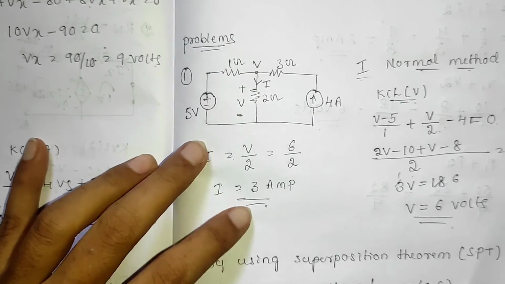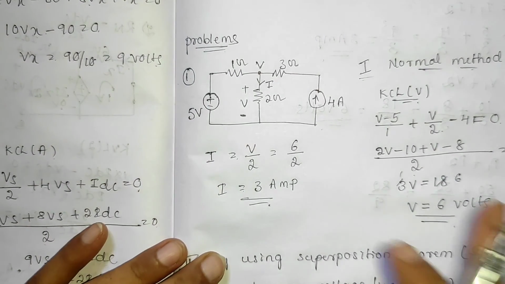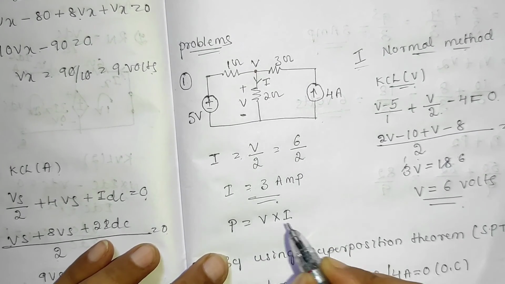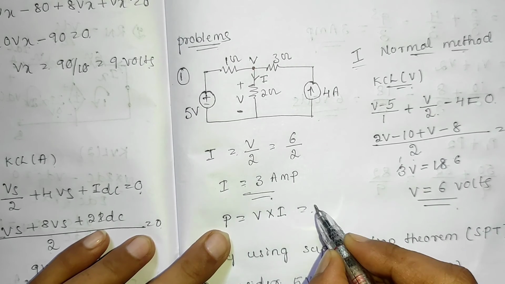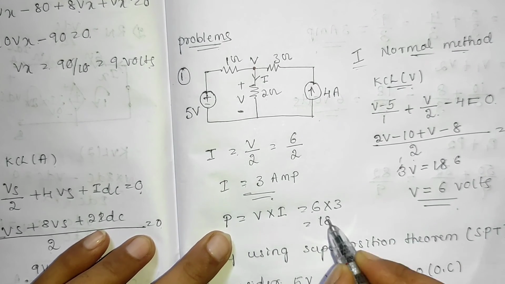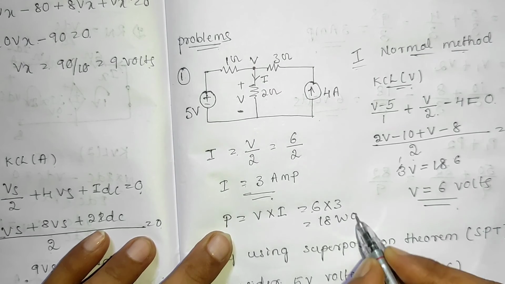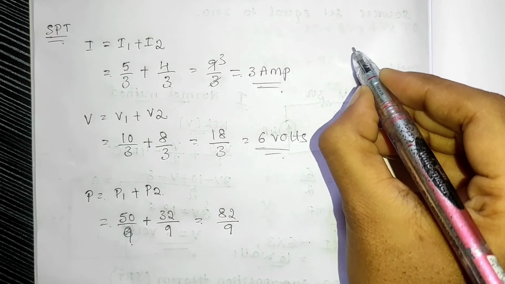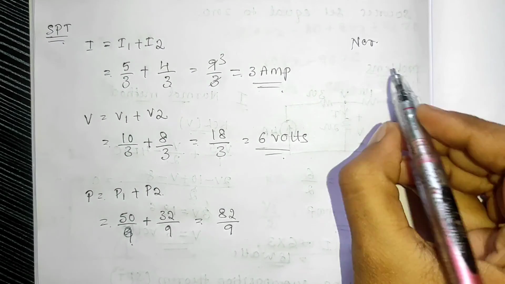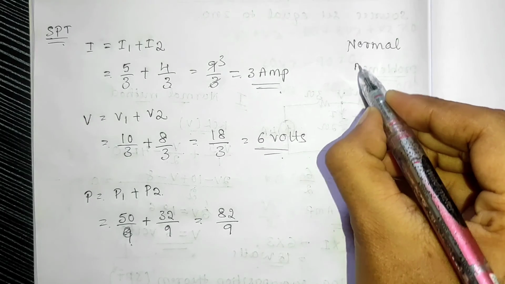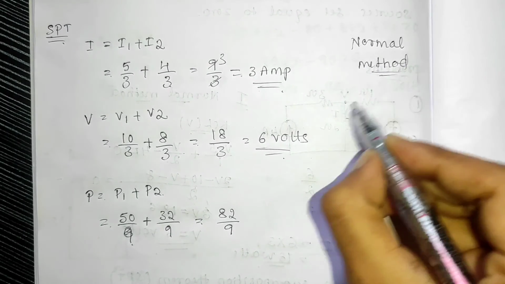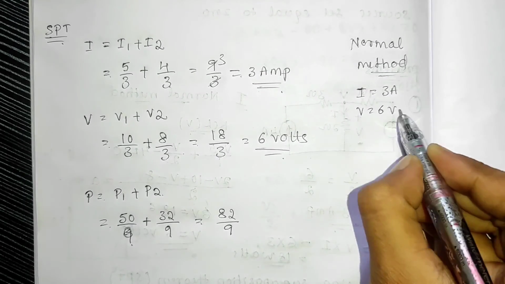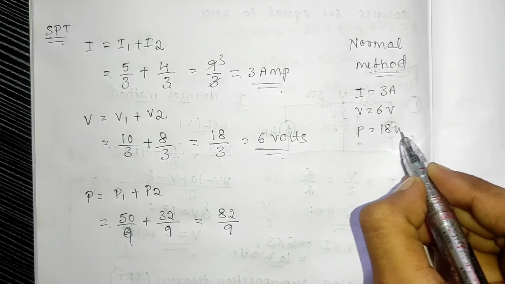Okay, so what you got for the power value by using the normal method, the power equals V into I. So that is equal to 6 into 3. 6 into 3 equals 18 watts, right? Okay. In the normal method, you got the current value of 3 ampere, the voltage value of 6 volts, so the power value is 18 watt, right?